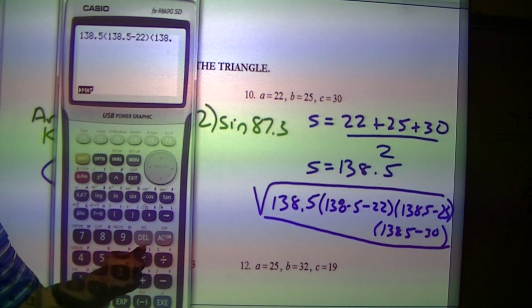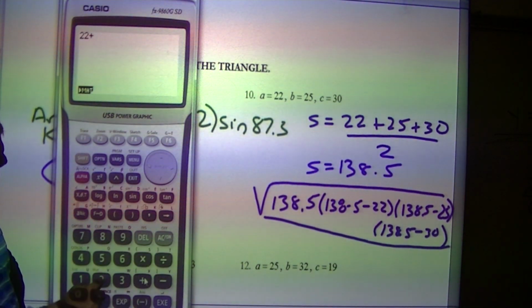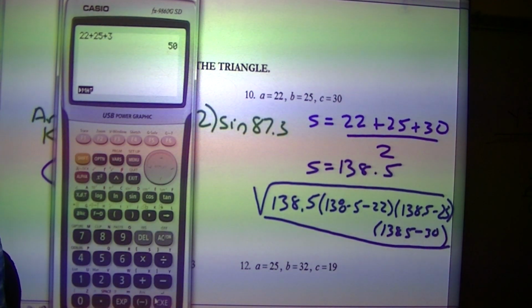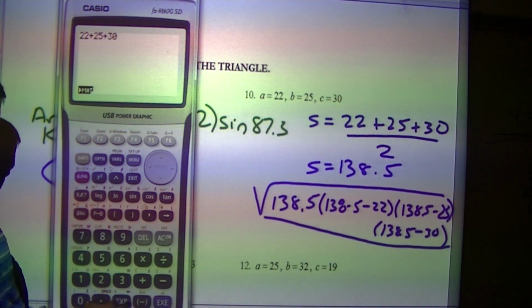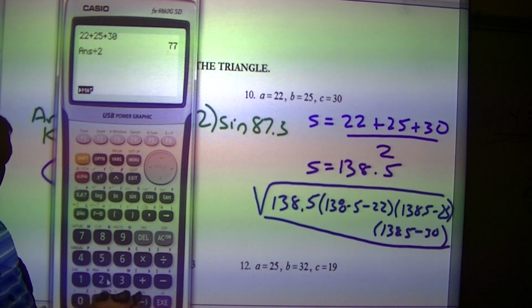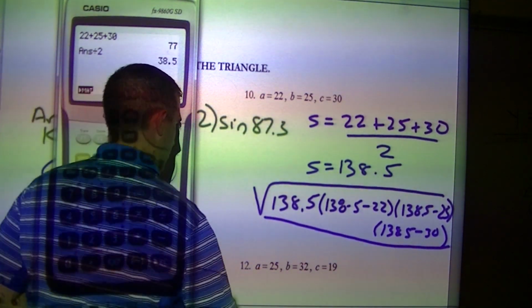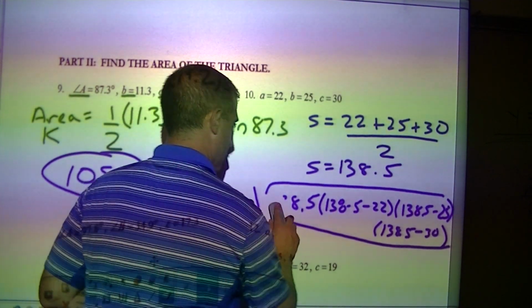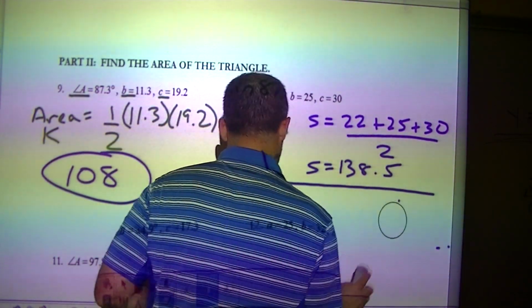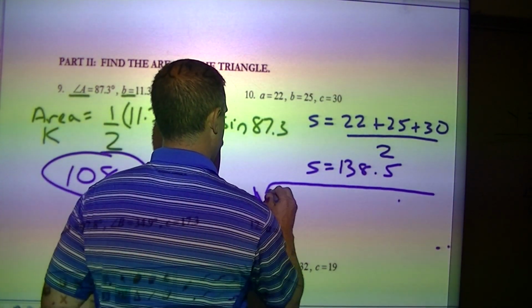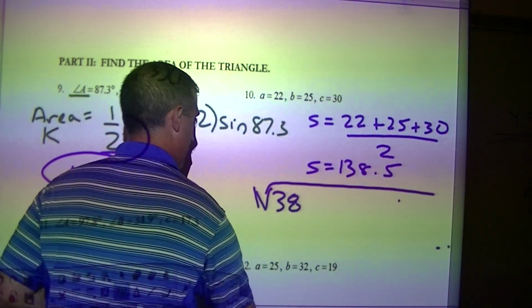Wait, that doesn't seem right there. Hold on one second. 22 plus 25 plus 30. That's not right. Oops. 22 plus 25 plus 30. Okay. No, that's 38.5, not 138. That makes sense. Hold on. Okay. So I got 38.5, not 138.5.